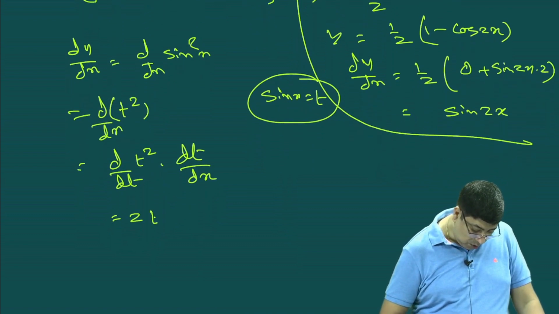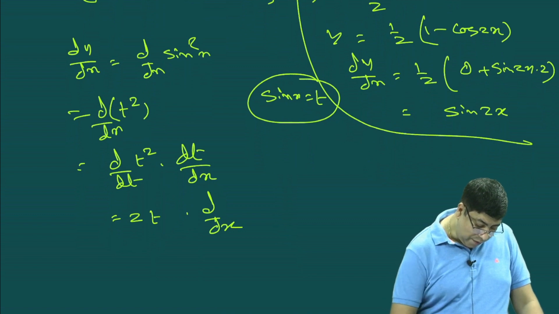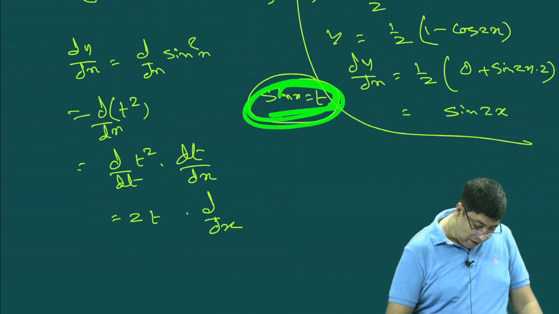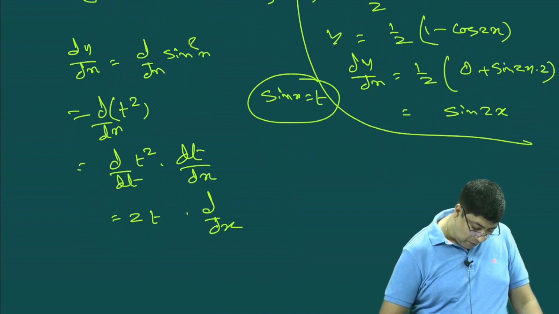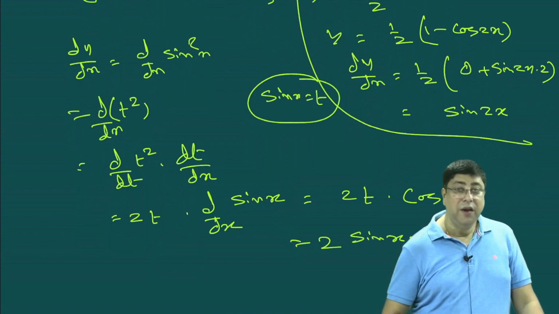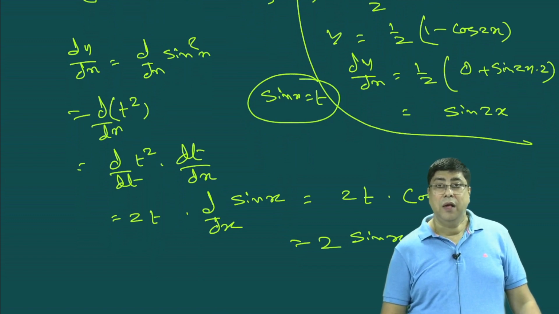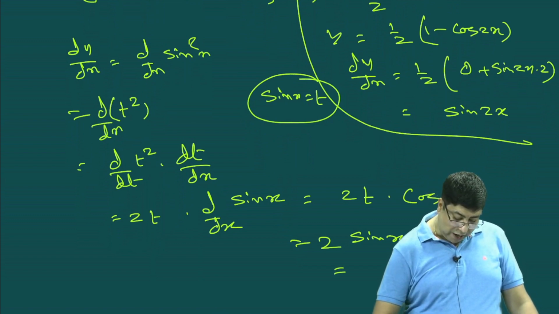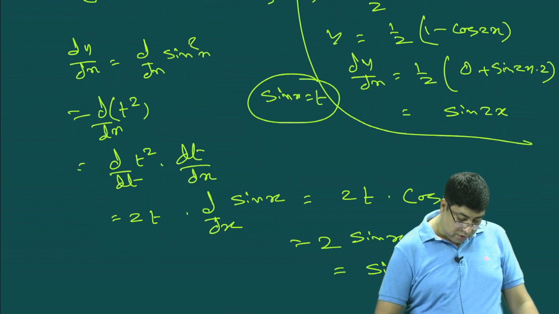So t squared is 2t, and d/dx of t, t is what we have taken as t, this is the t we have taken. So we have taken this as t, so we can write this as sin 2x. Now it is sin x. So 2t into the derivative of sin x, which is cos x. Therefore 2t, derivative of t means sin x: 2 sin x cos x. If you have already done multiple angles, you must know this formula. This 2 sin x cos x is sin 2x.